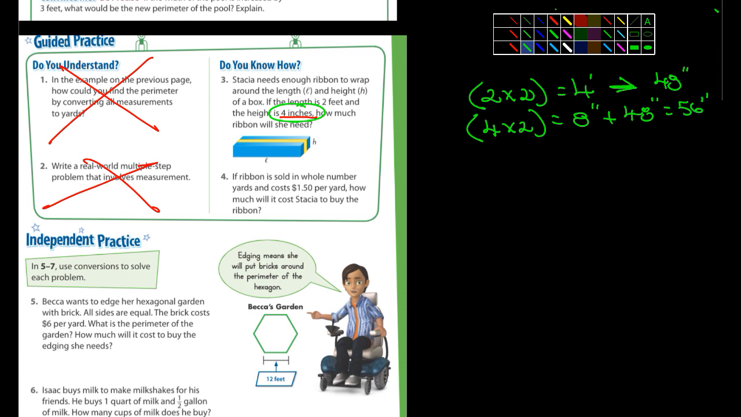56 inches. That's the perimeter. So it's not 56 inches squared. It's not 56 inches cubed, because we're talking about the distance around something. It's not area or volume.